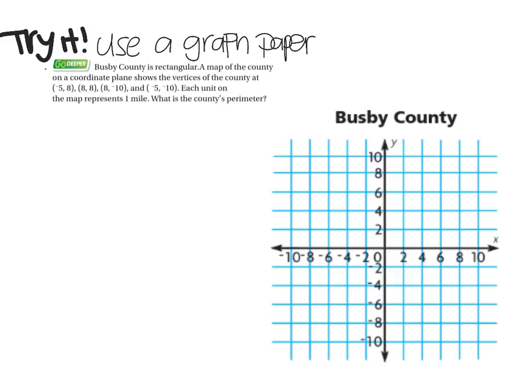Okay, here's your try it problem. Please get a piece of graph paper so that you can really draw this out for yourself, because it is important to use those tools. Now, on my grid, the squares are by 2s. So it was 2, 4, 6, 8, 10. You can do it by ones. It's your choice. All right, so I'm going to go ahead and solve this problem here. The Busby County is rectangular.